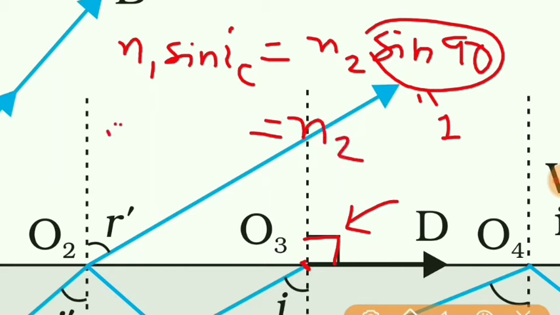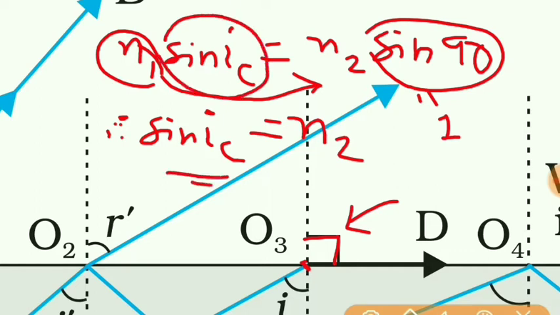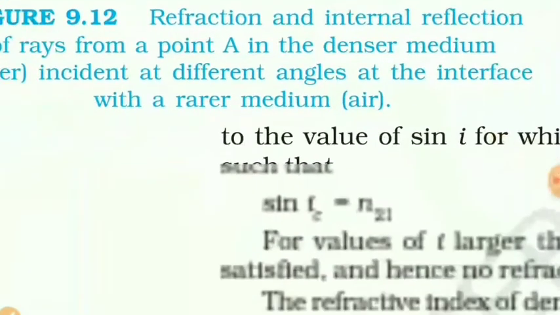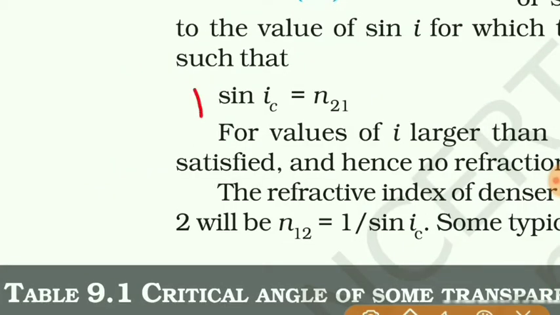So now if we write sine IC, then this N1 can be brought towards the right hand side. So we can say that sine IC will be N2 upon N1, and N2 upon N1 can be written as N21. So applying Snell's law, we get sine IC is equal to N21.